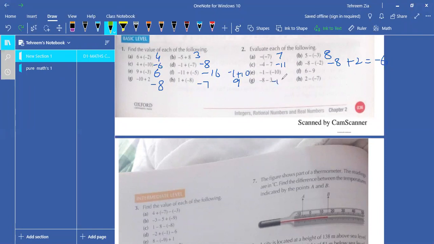Minus 11. Minus 11. 6 minus plus 9 is minus 11, because you have to put the sign of the bigger number. The bigger number is 8, so the sign will be minus.